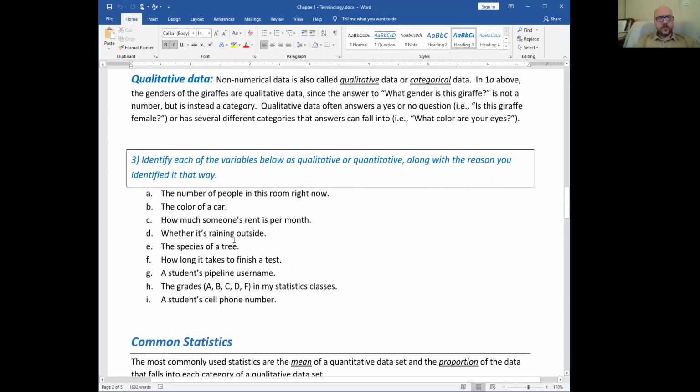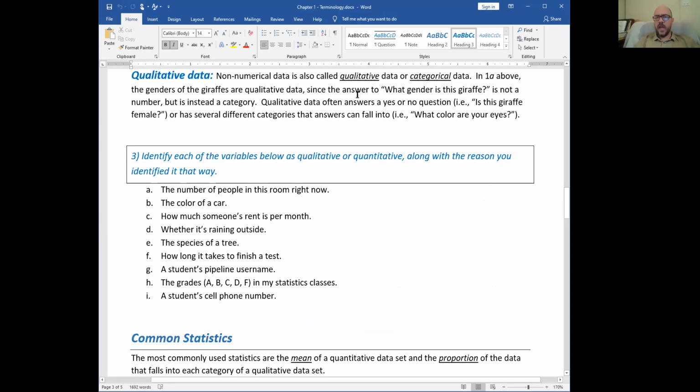So, you can have more categories than just 2, right? It doesn't have to be male or female, yes or no, although those are very common. You can have several different categories. So for instance, what color are your eyes? That would be an answer with blue, green, black, brown, whatever, right? There's a wide variety of colors that you could have. And so you can have several different categories as well for qualitative or categorical data.